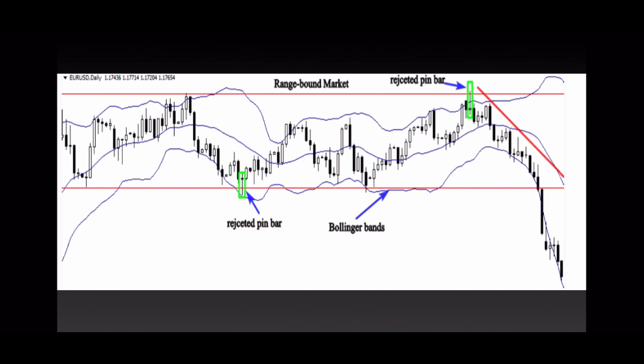Just execute the trade, place your stop loss and profit target, then stay away and let the market do the work for you. All right? Place and forget. All right? You know what you're doing. You see the candlestick patterns.